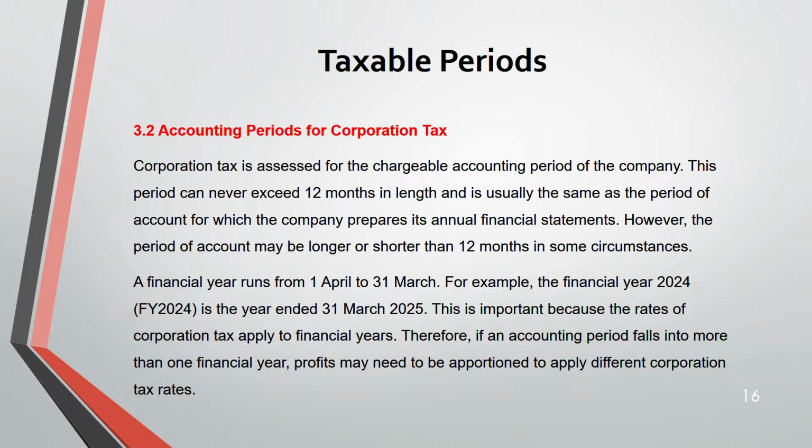Some might prepare up to 31st December. Some might prepare their accounts till 30th June. So some accounting periods might fall in more than one financial year. Possible, mostly. Sometimes it falls in two financial years. That time you have to apportion your profit and apply different corporation tax rates. Why? Not every financial year has the same corporation tax rate. But if you're lucky, they might be. That's why you have to apportion your profit so that you apply the correct tax rate to the correct profit.